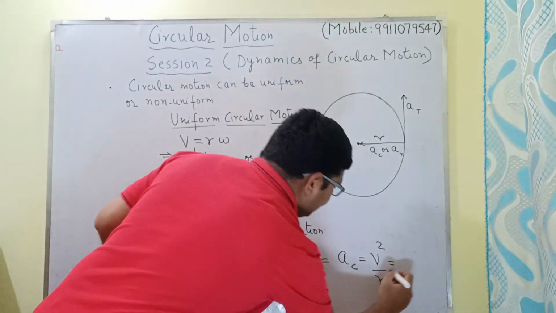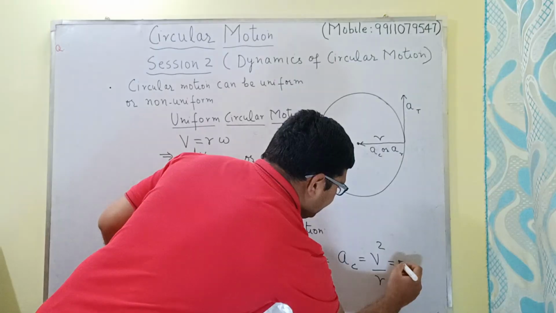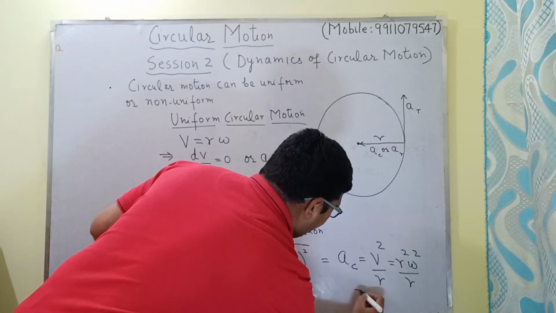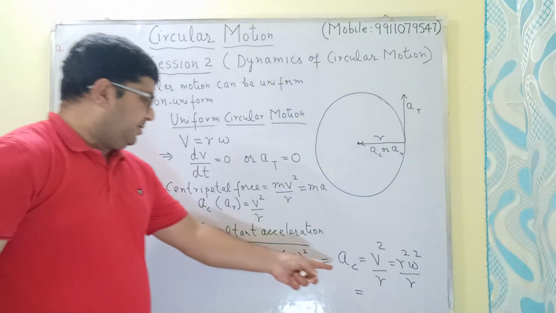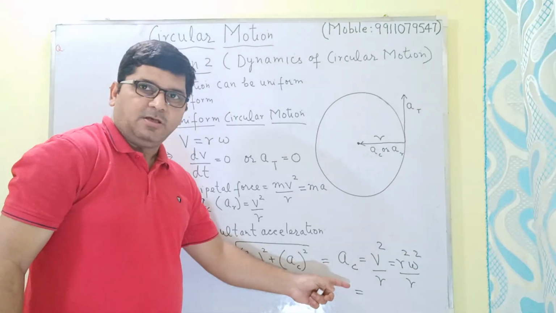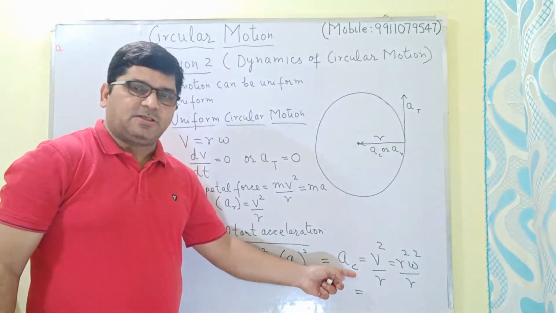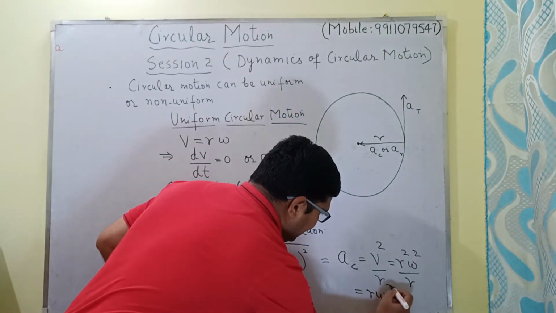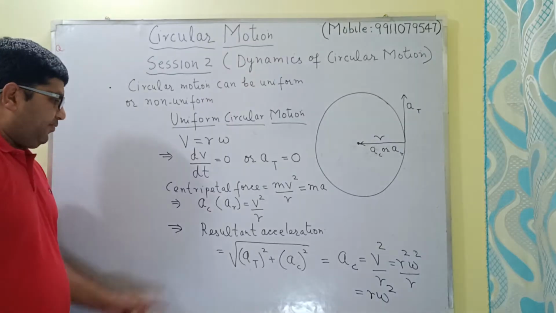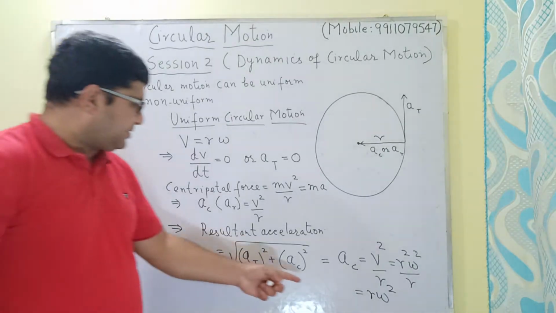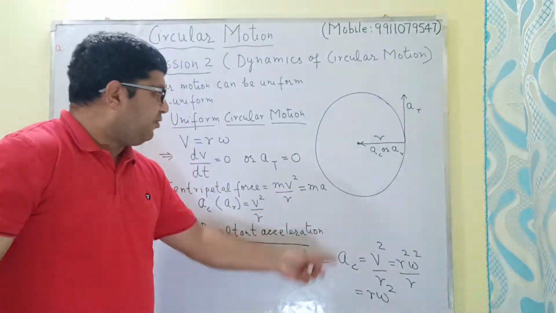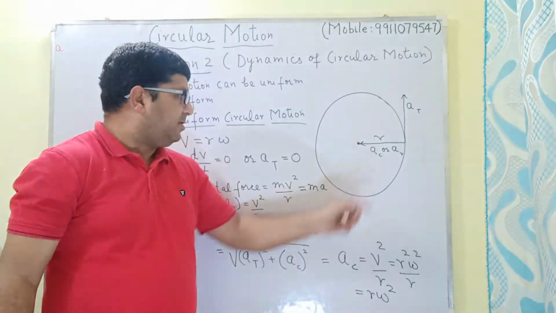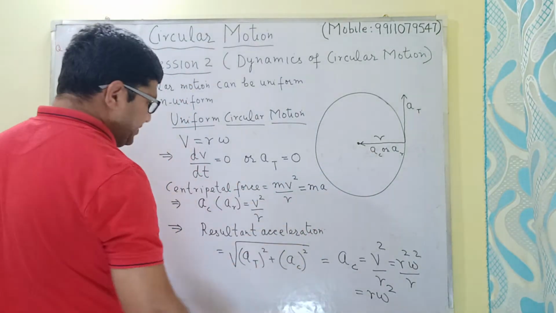This can also be written as, since v is equal to r omega, r square omega square upon r. So this resultant acceleration, which is equal to the centripetal acceleration or the radial acceleration, is equal to r omega square also. This resultant acceleration will be directed towards the center of the circular path. So this is the first case.